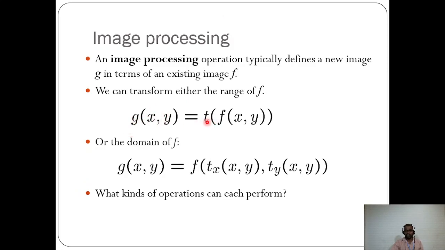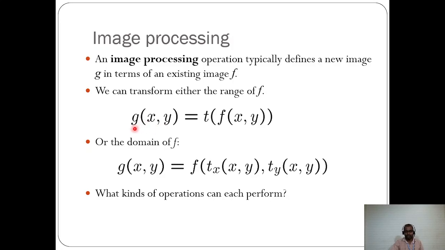Here t is a transformation function that we can apply on the input image. The input image is f of x comma y, and the output image we can represent as g of x comma y, that is g of x comma y equals t of f of x comma y. So if you want to perform any operation on the image, f of x comma y is your input image, t is the operation we apply on the particular image, and finally we get the output as g of x comma y.